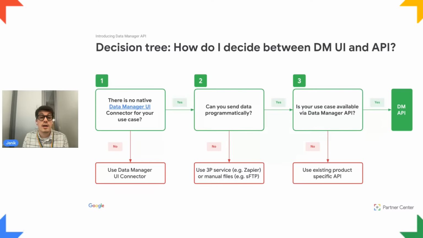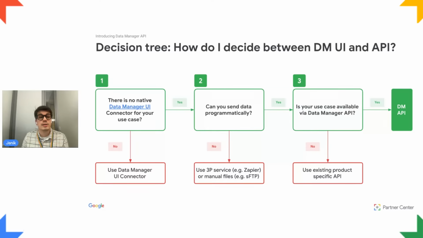If there is no native integration, you can move on to step 2, checking with the advertisers: can they send data programmatically? If they can't send data programmatically via an API, you need to look into other use cases like Zapier, for example, where you can integrate a lot of other tools and bring that into our platforms, or uploading manual files like via SFTP, for example, which are easier than integrating with an API.